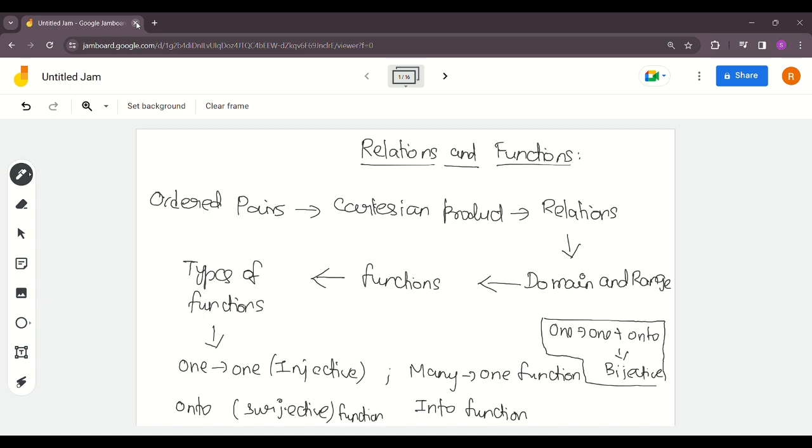The first topic is ordered pair, a very simple topic, then Cartesian product, relations, domain and range, functions, and types of functions. We have four basic types of functions: one to one, otherwise called injective function; many to one function; onto function, otherwise called surjective function; into function; and the last is bijective function, which is a combination of both one to one and onto.